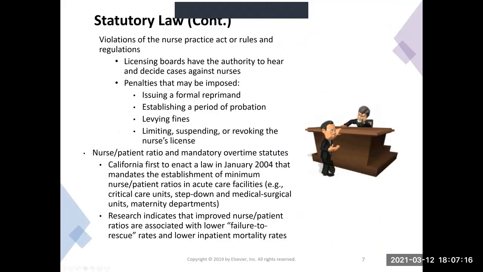Okay, let's see. One of the things with the statutory law is patient staffing. If you remember when we did staffing, California is the first state that has a law that mandates a minimum nurse-to-patient ratio. Other states don't have this. I'm sure other states are working judiciously on it, but so far it's only California that has that.